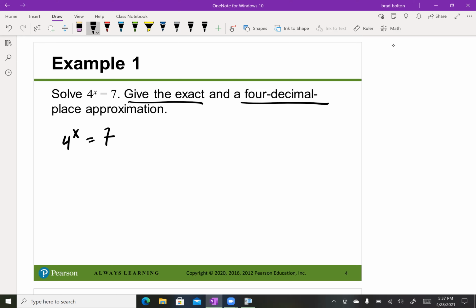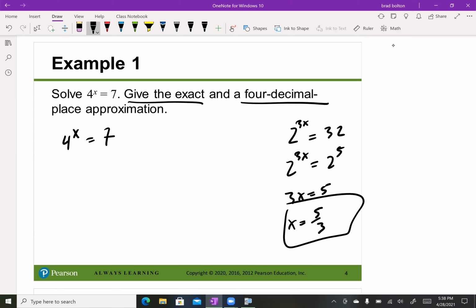Remember, if it was 2 to the 3x is equal to 32, well, we know that we could rewrite this as 2 to the 5th, because 32 is 2 to the 5th. And then we could say, oh, well, then 3x equals 5. So then x equals 5/3. And that's how we solved it in the exponential section. I think it was back in 9.3, maybe 9.4.